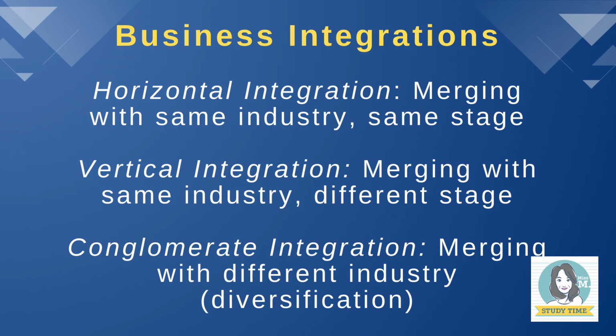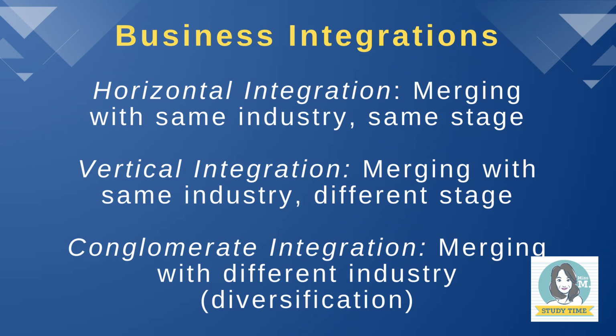Business integration. So we have horizontal, vertical, and conglomerate integration. Horizontal integration occurs when one business merges with or takes over another business in the same industry and at the same stage of production. For example, if two car manufacturers merge, that's horizontal integration because they are at the same stage in the production process, which is, of course, manufacturing cars, and in the same industry.